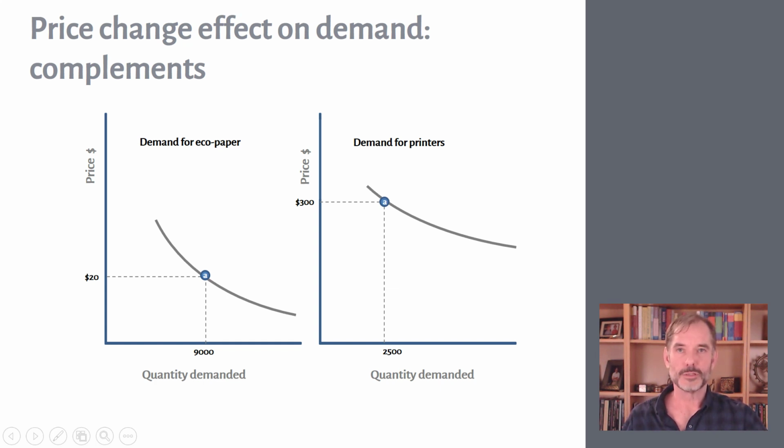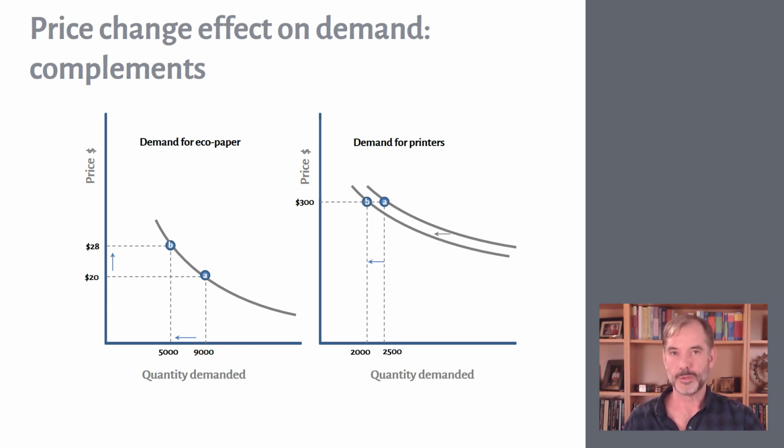Here I'd like to focus on a price change and its effect on a complementary good. So now I still have my demand for eco paper here, and the price went up. But now over here I have demand for printers. Printers, of course, are a complementary good. You have paper, you have printers, you put them together, you have printed paper. So let's look at what happens when there's that same price increase, $28: quantity demanded goes down, and demand for printers goes down. So that kind of makes sense.